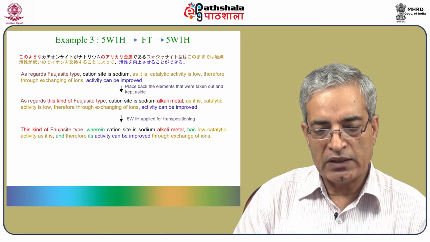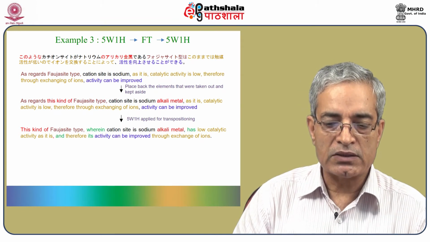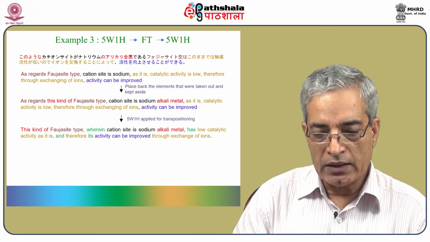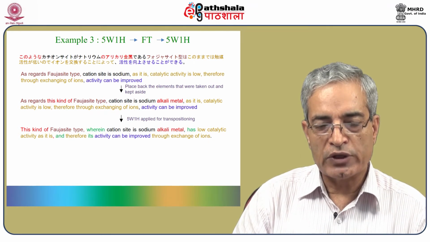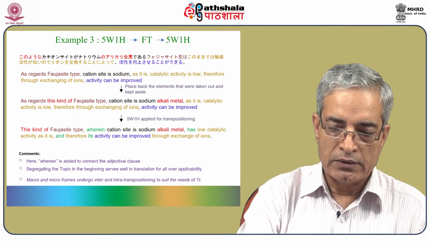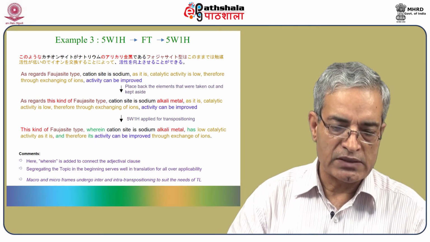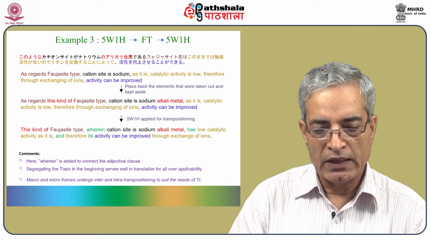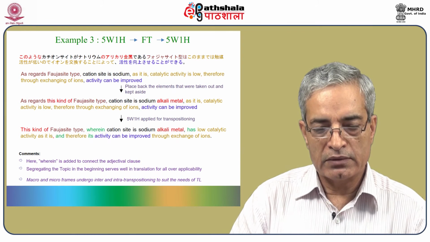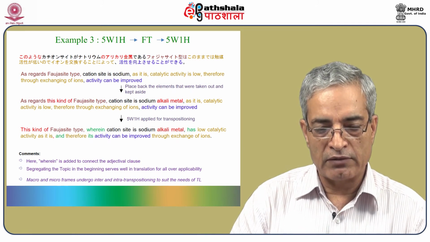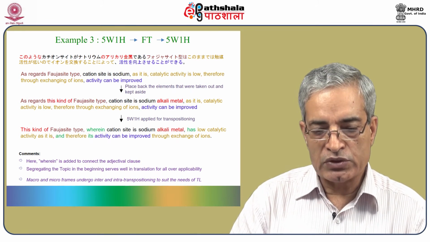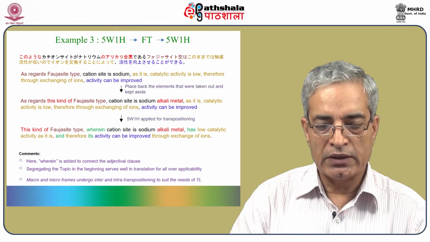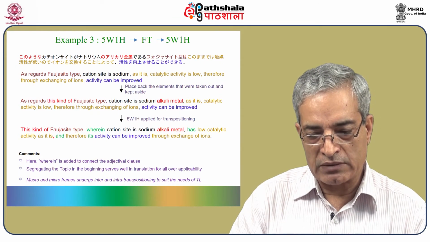This kind of phosphosite type, wherein cation site is sodium alkali metal, has low catalytic activity as it is, and therefore its activity can be improved through exchange of ions. Though it's not a perfect translation, it's quite reasonably good. And here also we have used wherein to connect the adjectival clause. Very clearly we could see that the segregation of topic in the beginning has served very well in the translation for all.